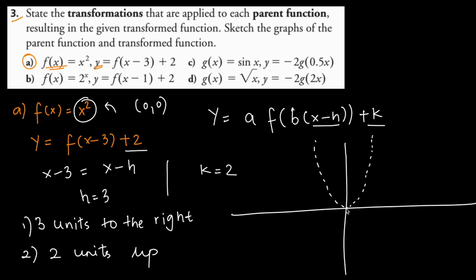Now, if I look at the transformation, the first transformation is 3 units to the right. That means if this parabola is at (0, 0), then 3 units to the right would be this is 1, this is 2, this is 3. That means the parabola starts from this point. Secondly, it has also moved 2 units up. That means if this is 0, this is 1, this is 2. That means this point in here, (3, 2), is the vertex of my transformed parabola. That means my transformed parabola is going to look something like this. This is my transformed parabola.